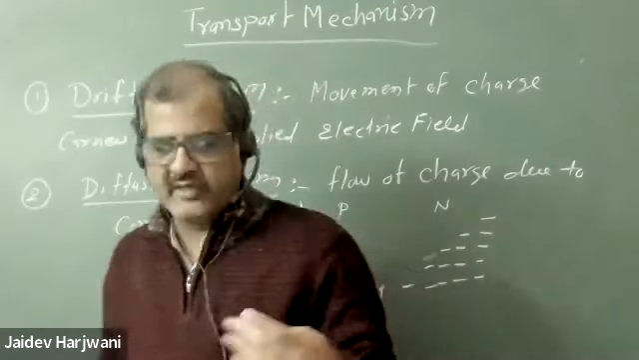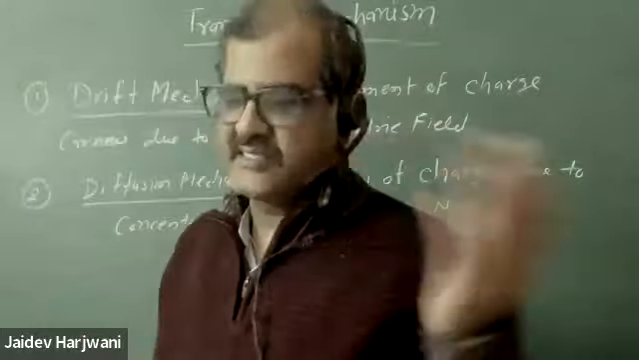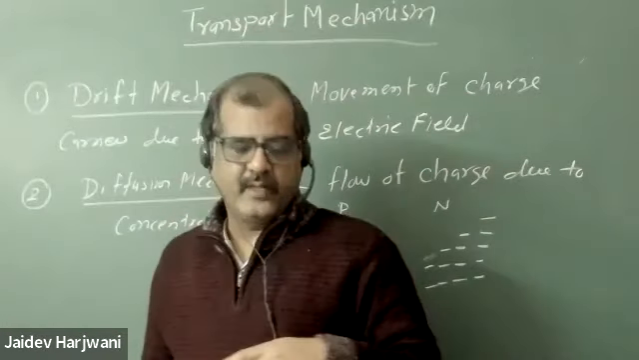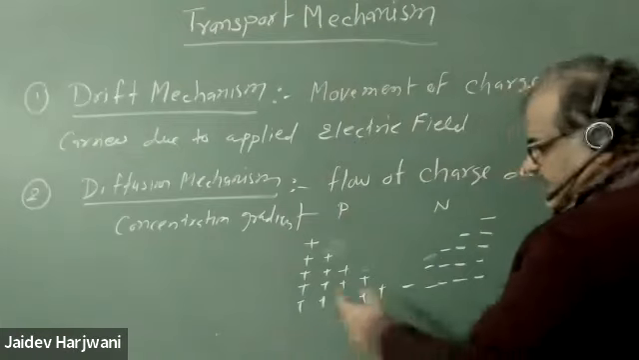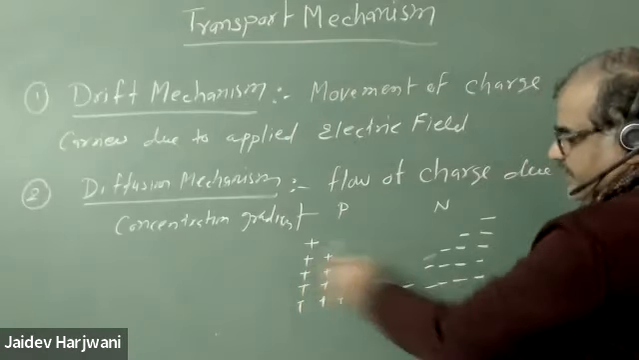Whenever there are two different types of particles, one in excess on one side and the other in excess on the other side, because of this concentration gradient, the charge will start flowing.